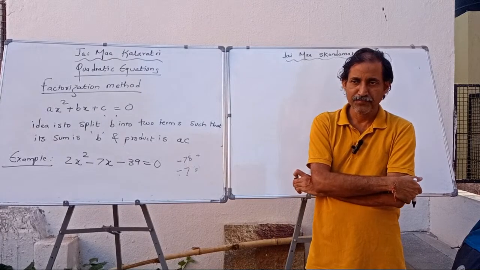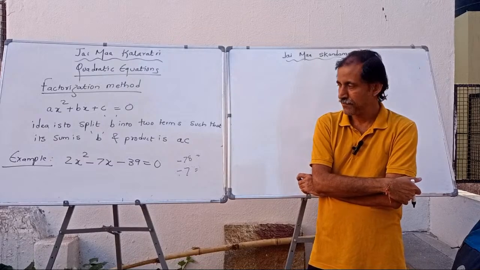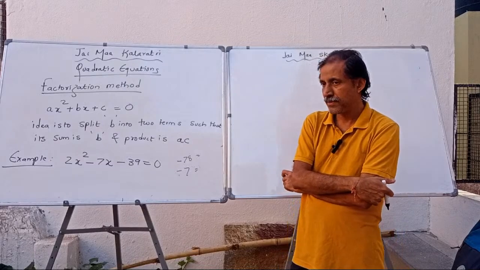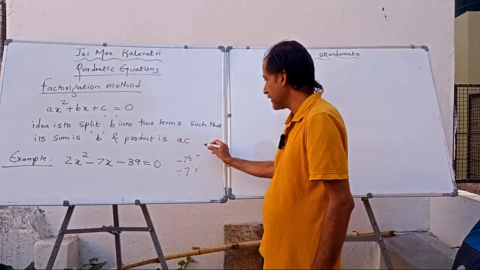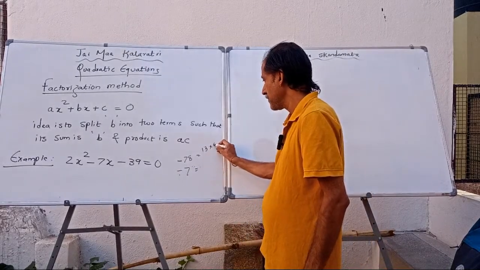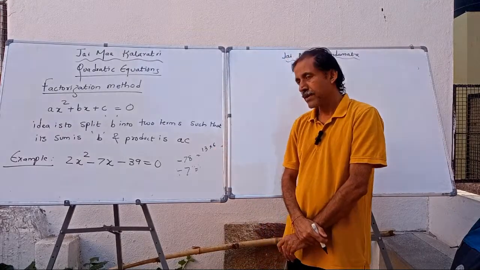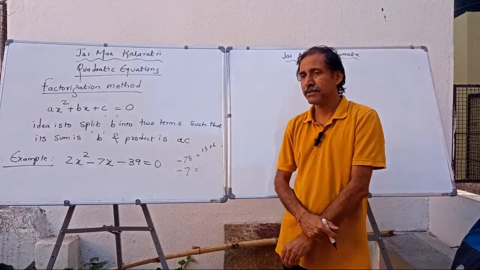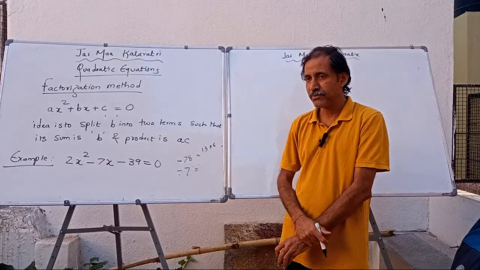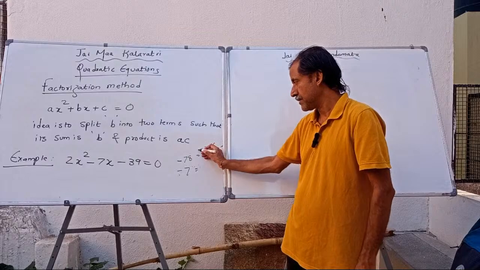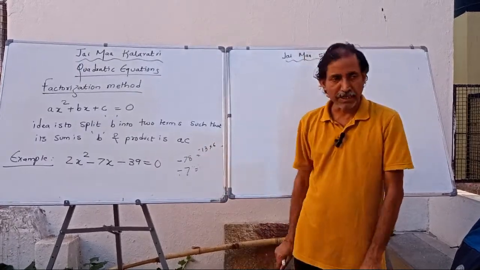Try 6. Sorry, 13. 13 into 6. Okay, 13 into 6 is 78. Correct. But when I multiply them, it is plus 78. I need minus 78. So what should I do? Minus 13. So minus 13 into 6 is minus 78.